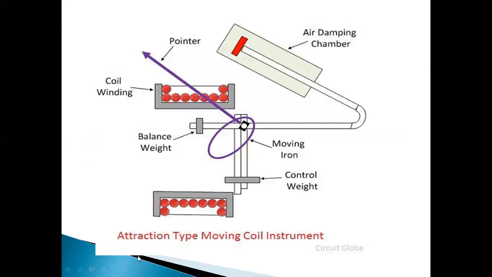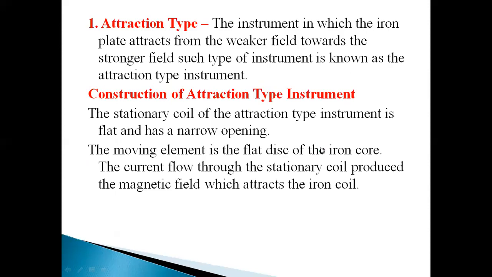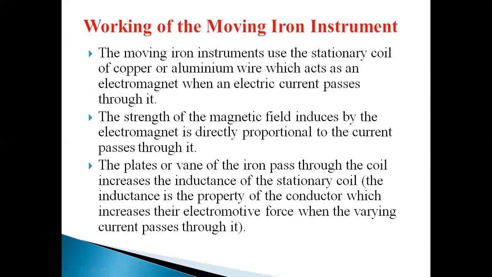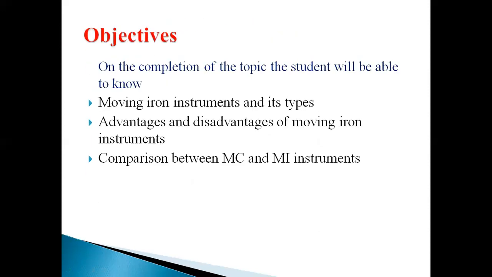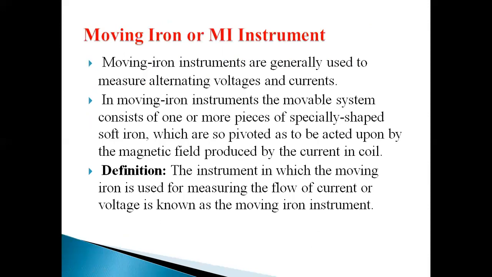These are going to form with the help of moving iron. So the total principle is going to involve this moving iron. That's why we are going to name it as moving iron instruments. So the instrument in which the moving iron is used for measuring the flow of current or voltage is known as moving iron instrument. Okay.